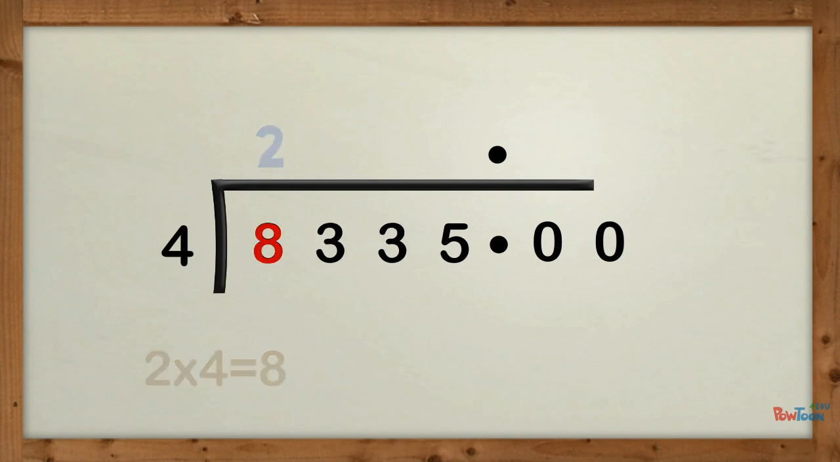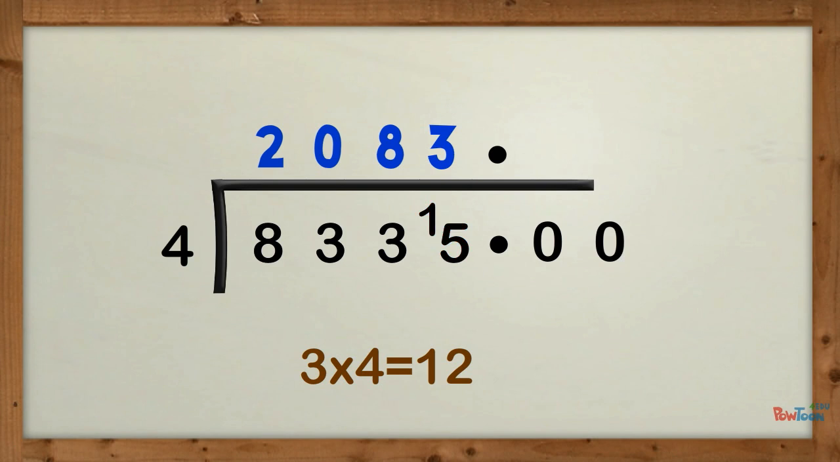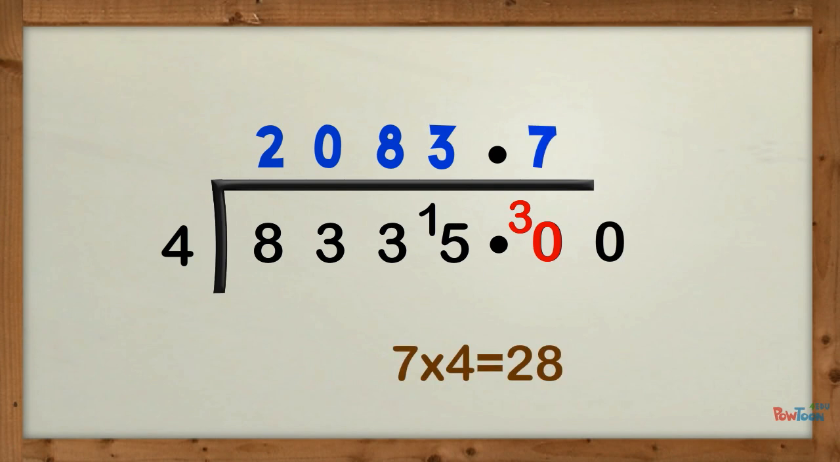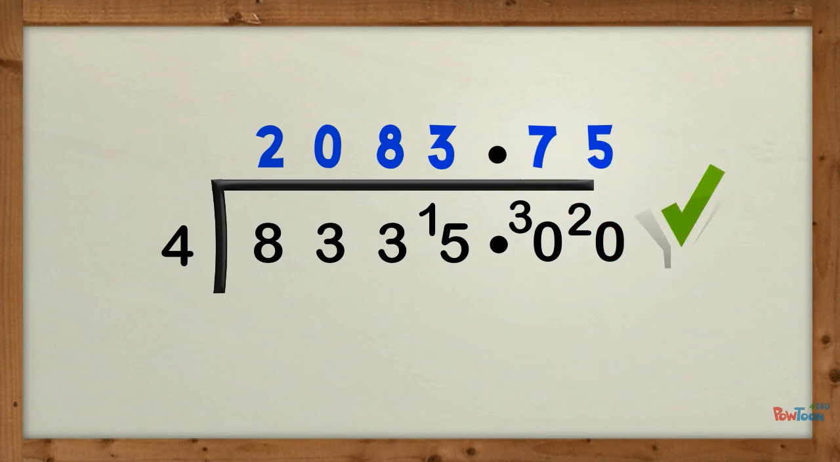4s into 8, 2 4s are 8. 4s into 3, it doesn't go. Put up a 0. Now we can't just ignore that 3, we haven't used it yet. So now we say, how many 4s in 33? 8 4s are 32, remainder 1. 4s into 15. 3 4s are 12, remainder 3. Now 4s into 30. 7 4s are 28, remainder 2. And how many 4s in 20? 5 4s are 20, no remainder. Put the 5 up on the answer line and I have finished.